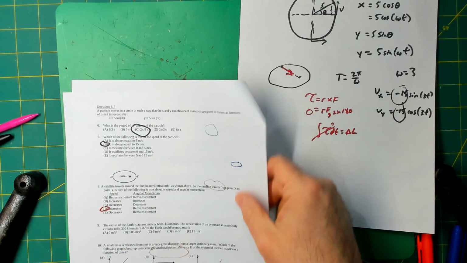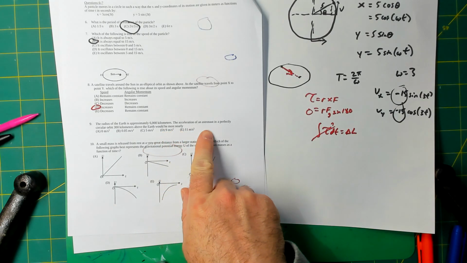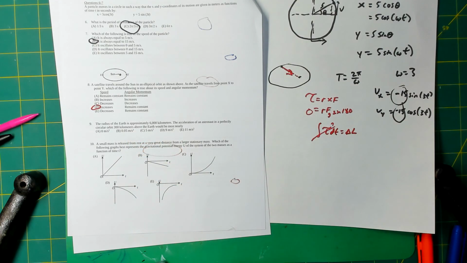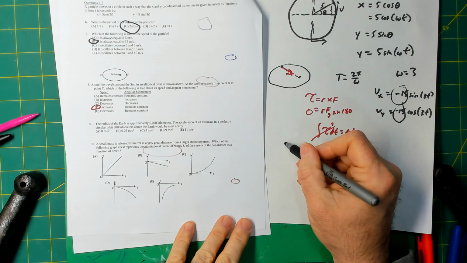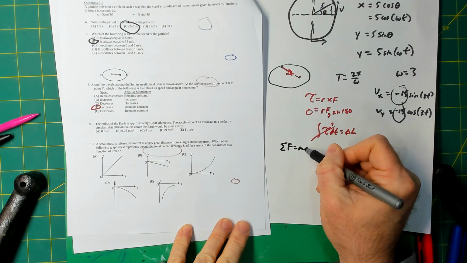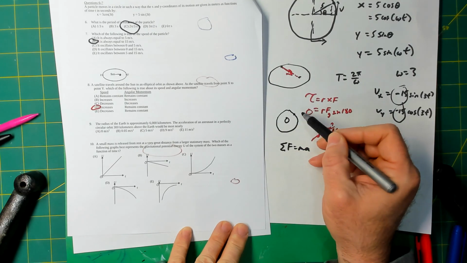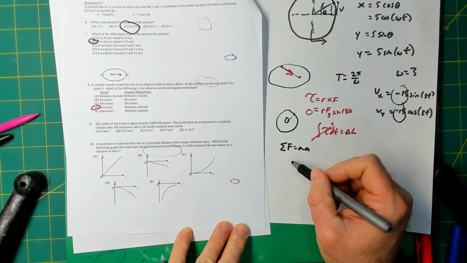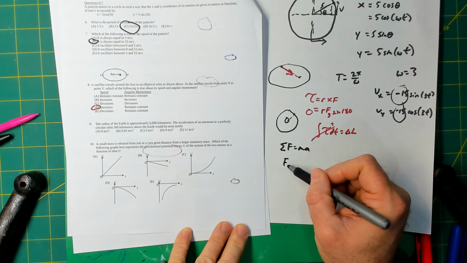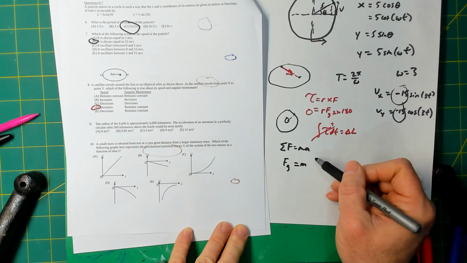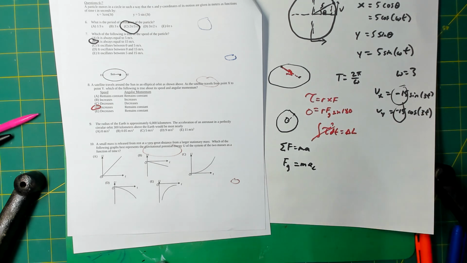Question 9. The radius of the Earth is approximately 6,000 kilometers. The acceleration of an astronaut in a perfectly circular orbit 300 kilometers above Earth would be most nearly. Okay, now they want the acceleration. So again, we're going to do sigma F as ma. If I'm doing a nice circular orbit around the Earth, then the gravitational force is the only force on me pulling me into the center. That would be my mass times centripetal acceleration, and the centripetal acceleration is what we're trying to find.